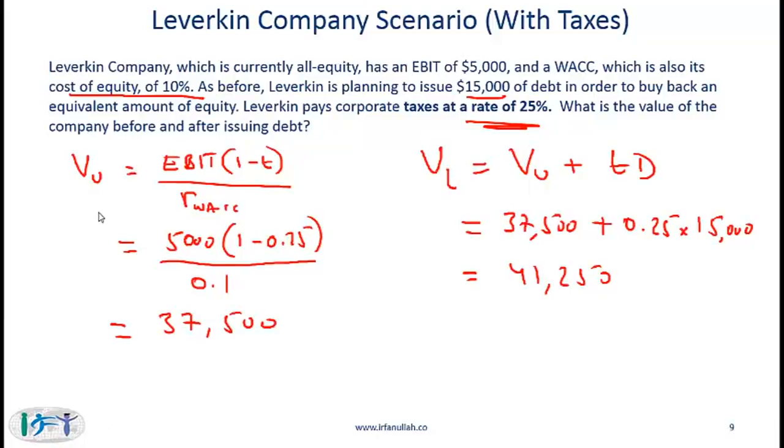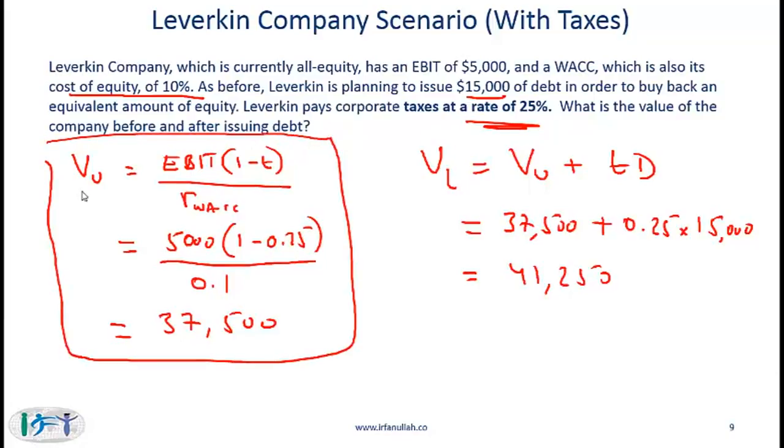So here is what you do. On the left, we have calculated the value of the unlevered firm. So this is before any debt has been issued. We look at the total EBIT, remove the tax, and if you plug in the numbers, you will get a value of 37,500. Once debt has been issued, we have a levered company.